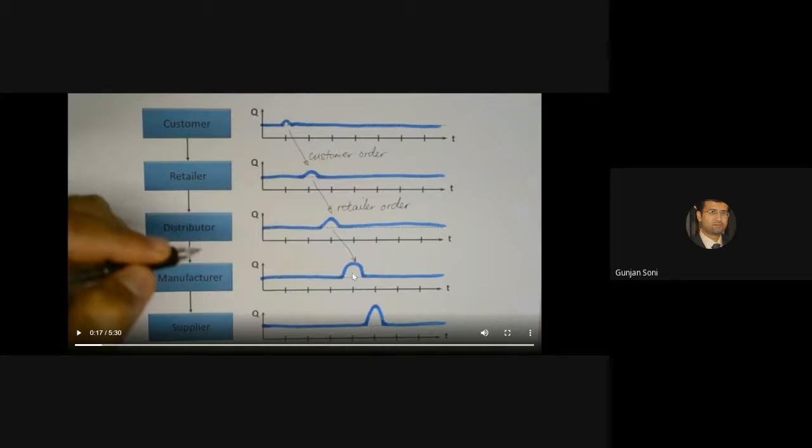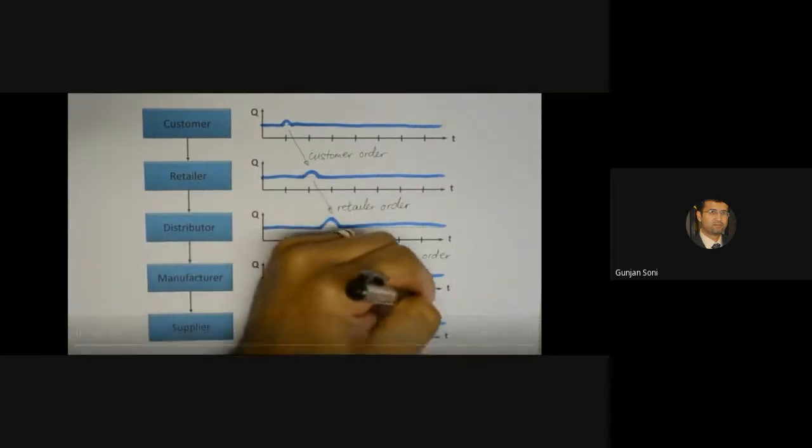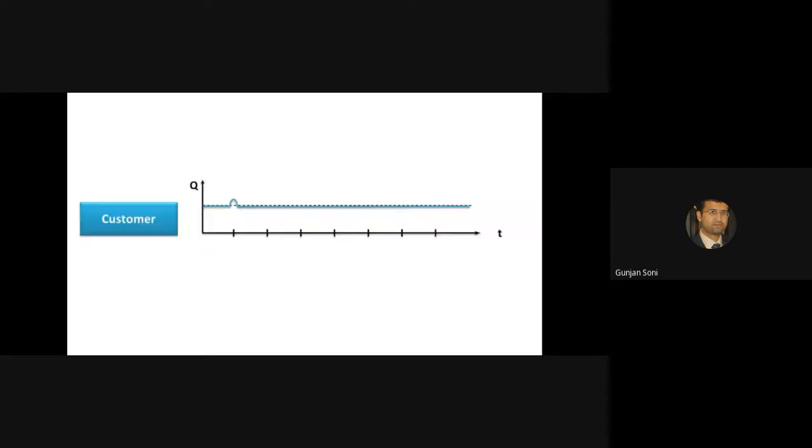And this variation is increasing when we are going down the supply chain. And why it is increasing, we will see that. And finally to the supplier, magnifying through each level of the supply chain. Why is it called the bullwhip effect? As the oscillating demand magnifies upstream in the supply chain, it is reminiscent of a cracking whip.